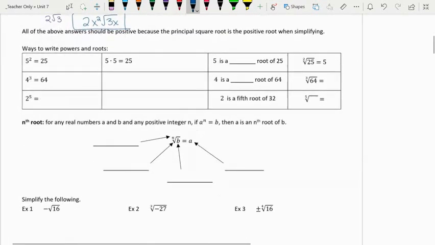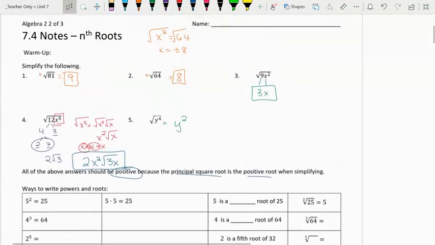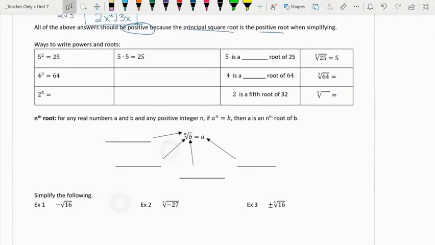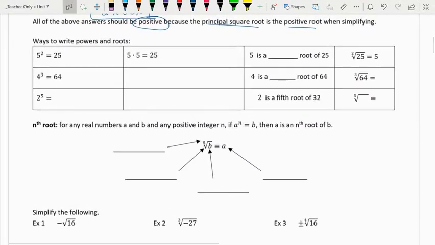So all of the above answers should be positive because the principal square root is the positive root when simplifying. That's what I was going with at the very top, where we weren't actually taking the square root, so you don't need both. Now let's talk about ways to write powers and roots, all right?